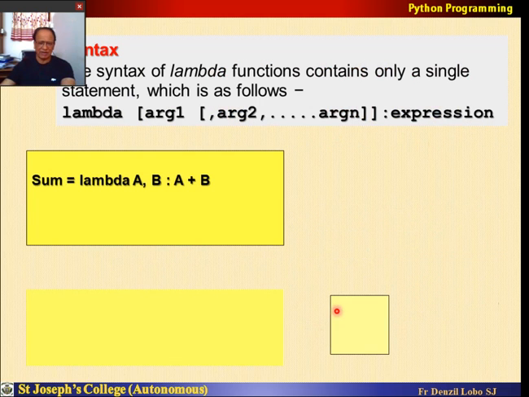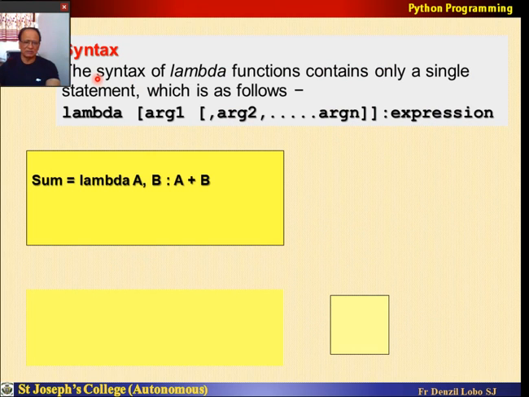Okay, let us take the examples. The syntax of lambda functions contains only a single statement, which is as follows: lambda followed by arguments, which are the parameters we are going to pass, and then the expression. For example, here, lambda, I am passing two parameters, arguments a and b, and it returns the sum of these. So I say sum is equal to lambda a, b: a + b. This is the anonymous function.